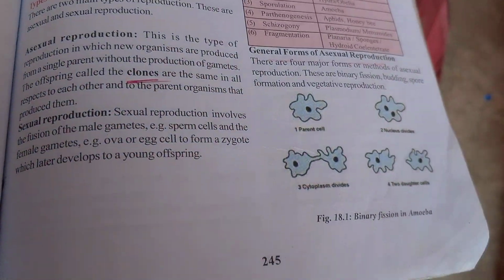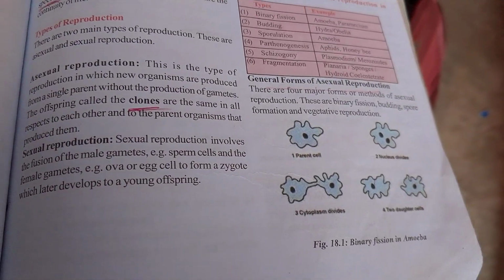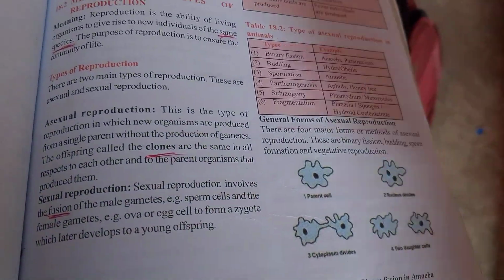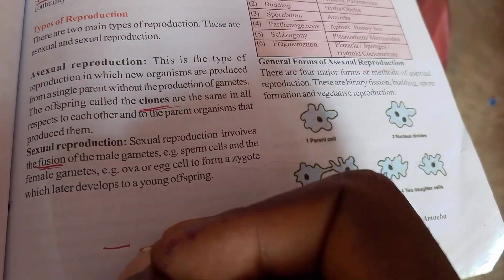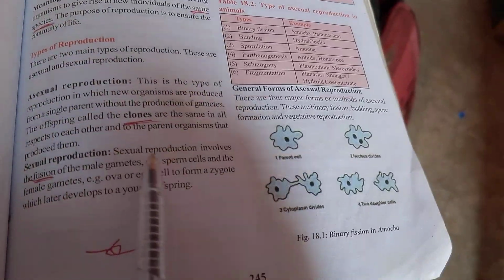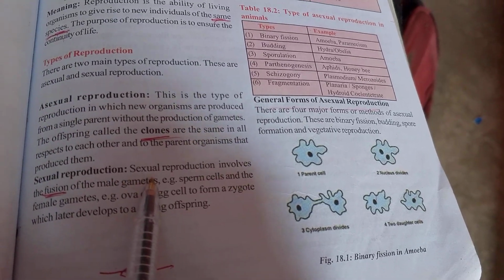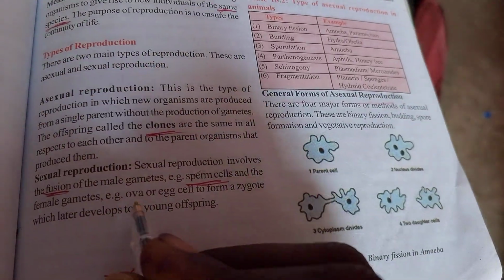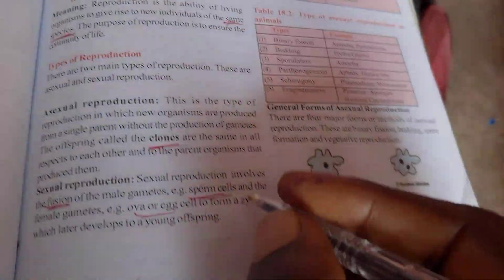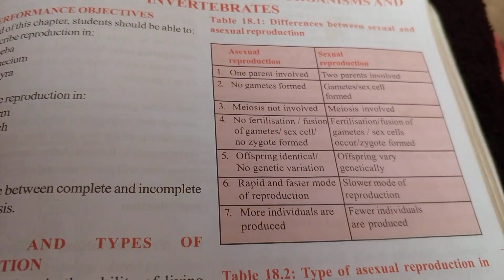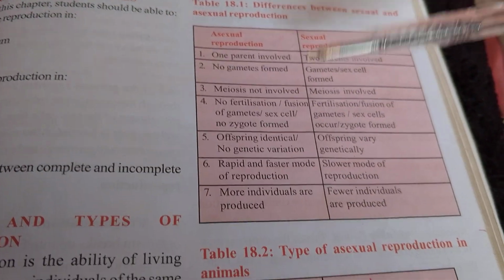Then sexual reproduction is the type of reproduction that involves two parents. That is the fusion, and fusion simply means putting together, bringing two things and merging them together. It is the fusion of the male gamete, which is the sperm, and the female gamete, which is the ova or egg, to form a zygote.